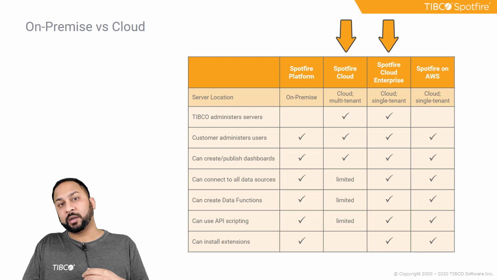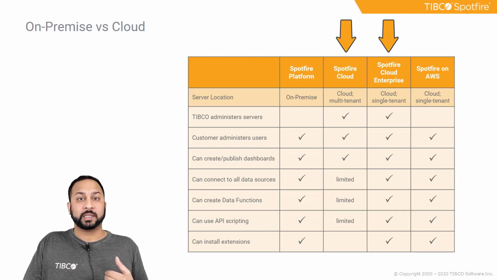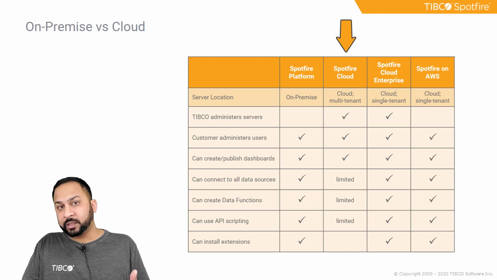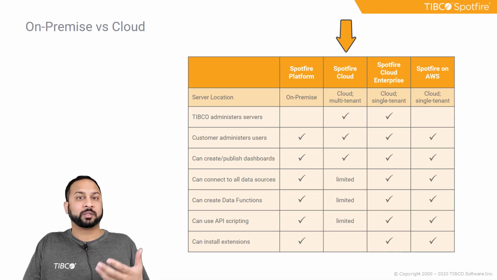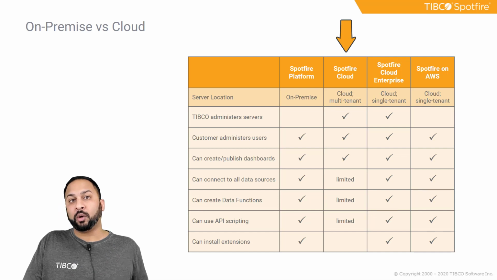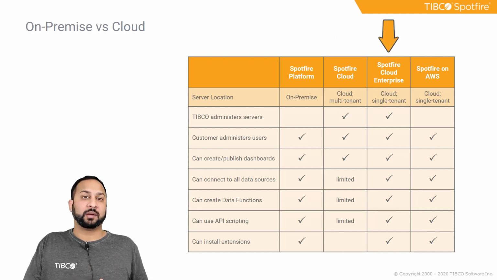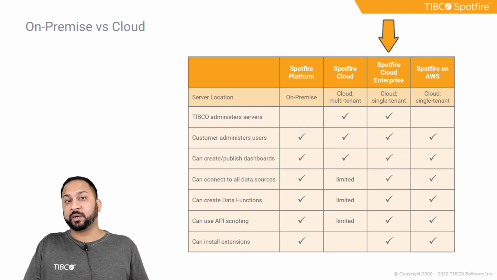You can also have library administrators at your organization, but the hardware and upgrades and everything is handled by TIBCO. There's a multi-tenant version on Spotfire Cloud, which allows everything except for some things like API scripting and data functions. There's some security concerns and things that might be limited to the multi-tenant version, or you can do the single-tenant version of Spotfire Cloud Enterprise where you have access to everything you want. It's essentially the same as the on-premise version, except TIBCO will administer the Spotfire server.